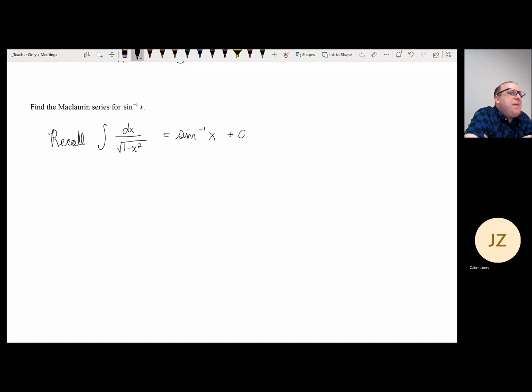Let's find a power series for 1 over the square root of 1 minus x squared first. Then take its antiderivative. Oh, wait, that's going to leave you the same problem. You're going to have quotient rules eventually.